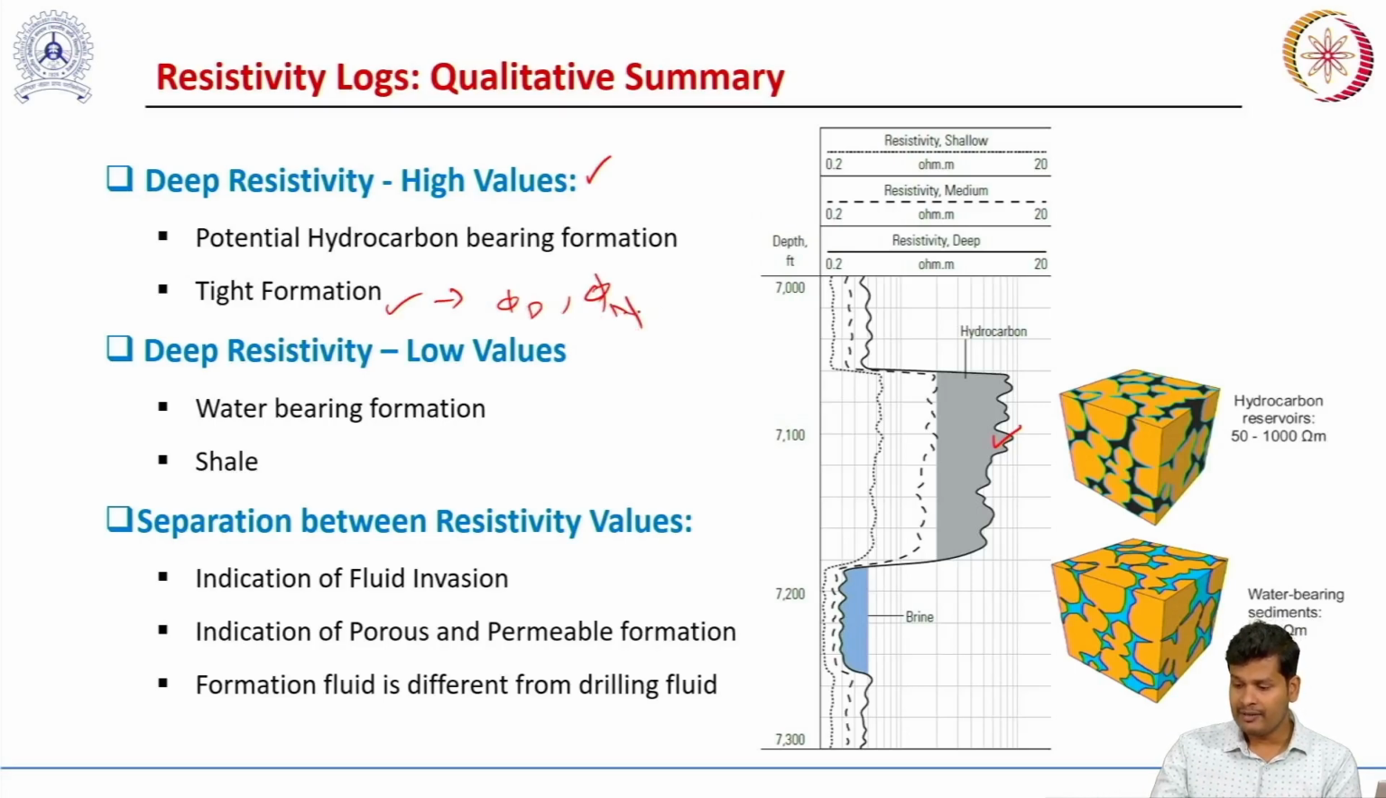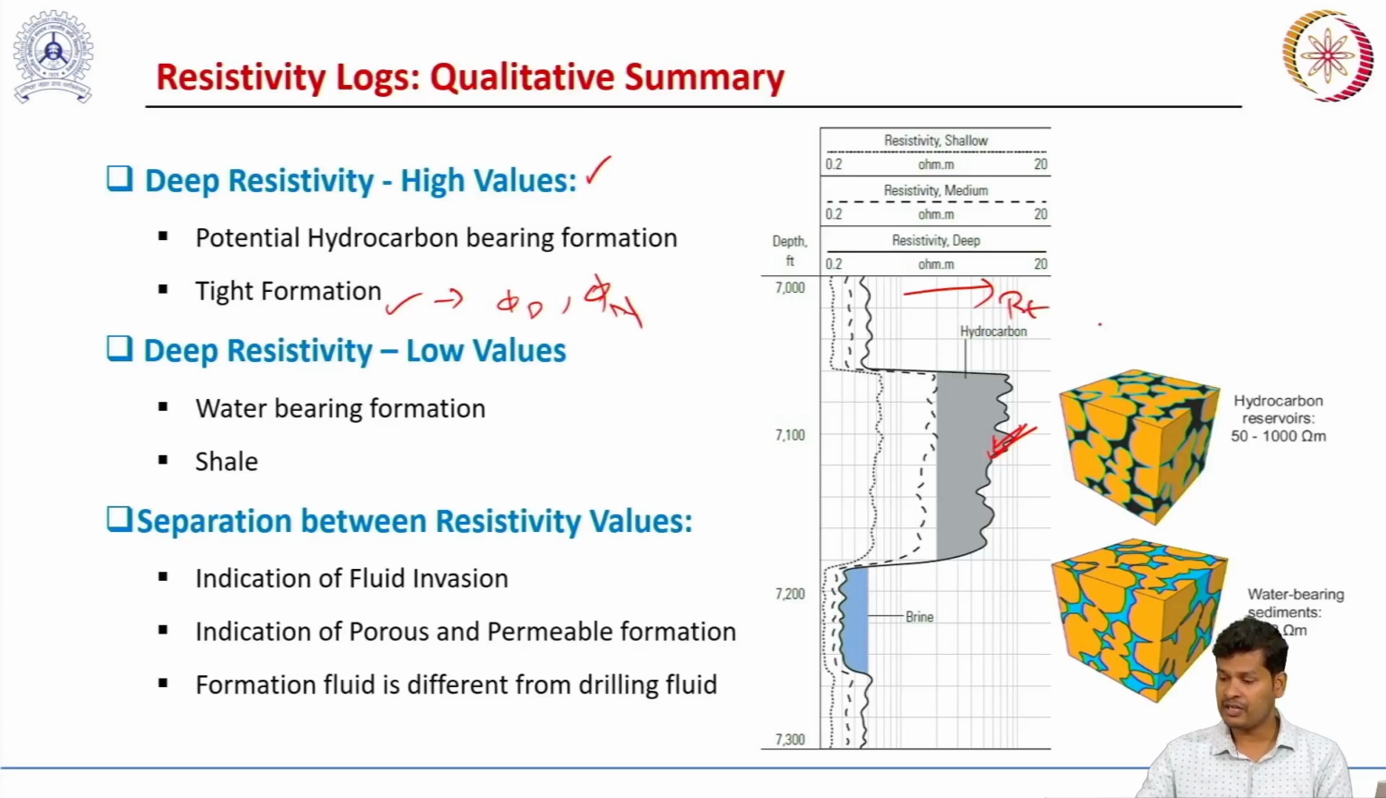That's why we always need to correlate all the logs together. Just by looking at a single log, let's say for example resistivity logs, just on the basis of the resistivity log value, we cannot indicate that this is a hydrocarbon bearing formation because my Rt is very high.